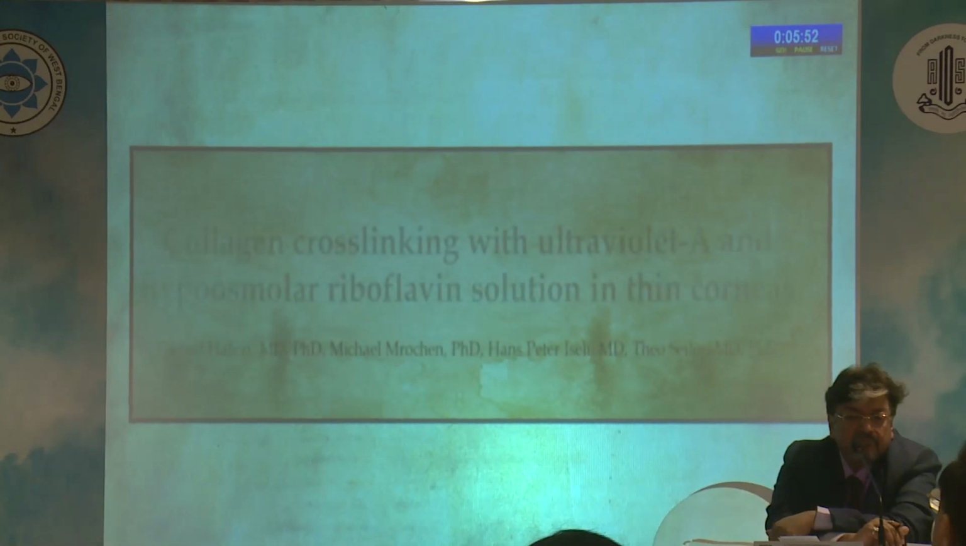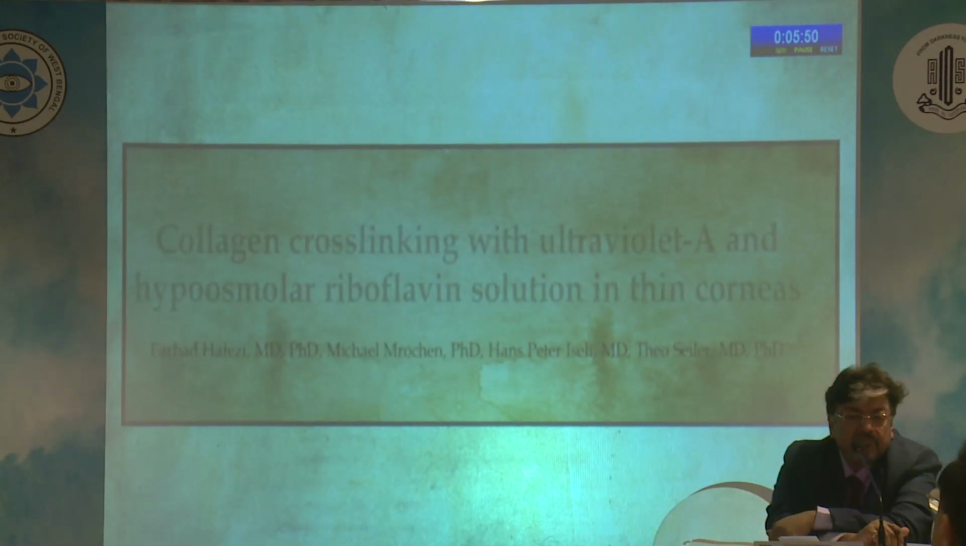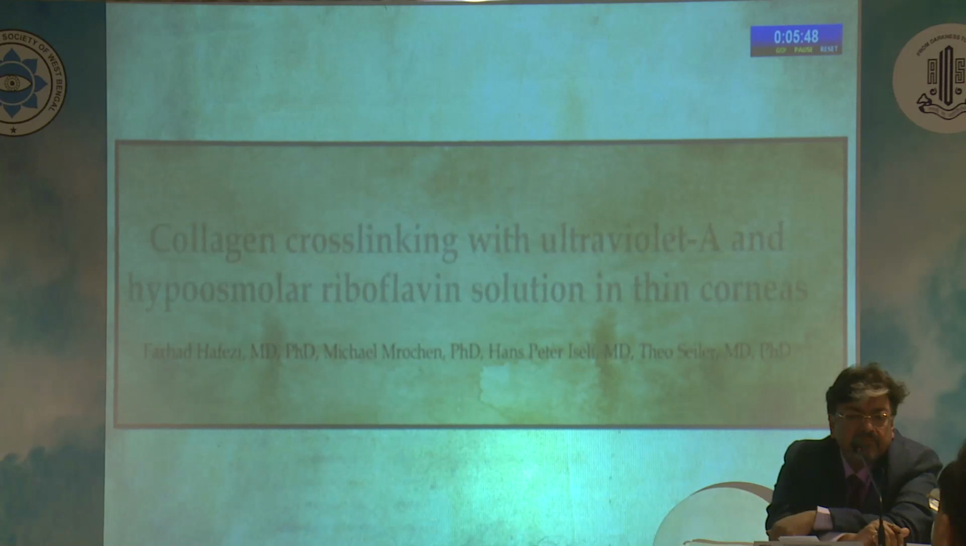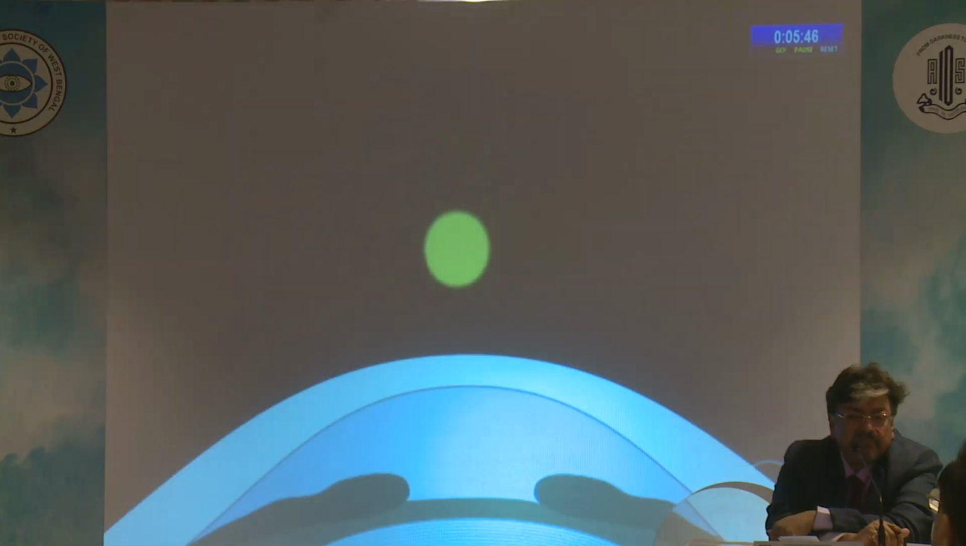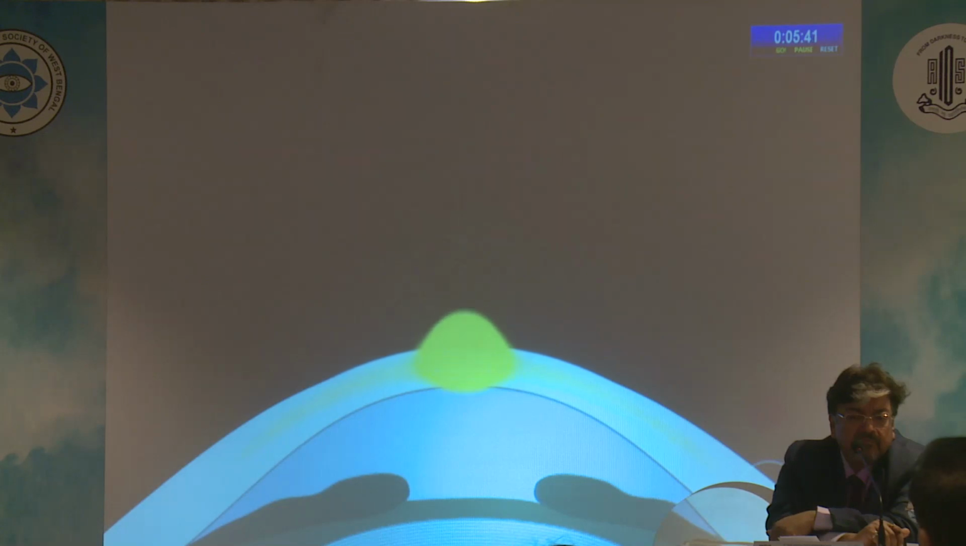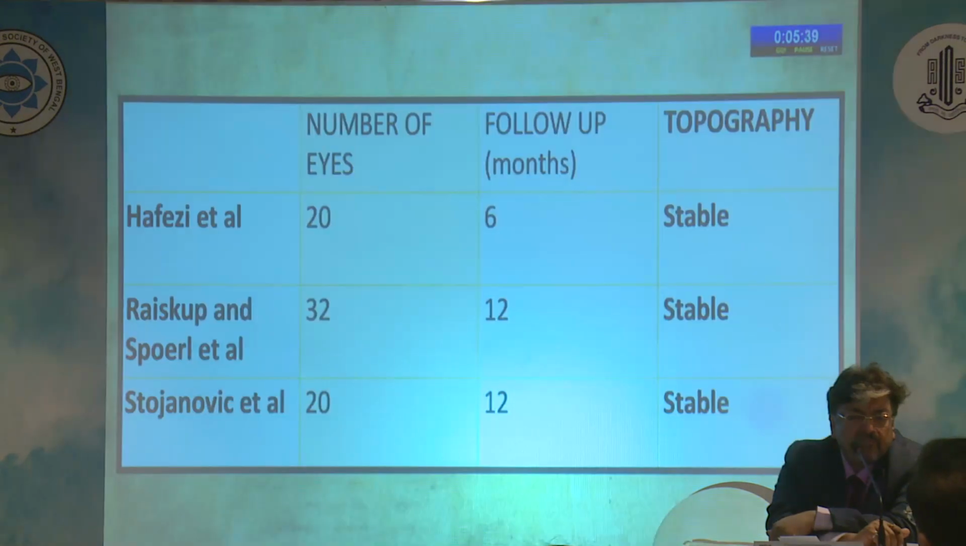When in such a solution, the stroma can nearly double in thickness, and Hafezi et al. used this very property. Hypoosmolar riboflavin was instilled every 20 seconds till the thickness increased to a minimum of 400 microns. A number of studies were conducted, all of which showed stable topography at varying follow-up visits.